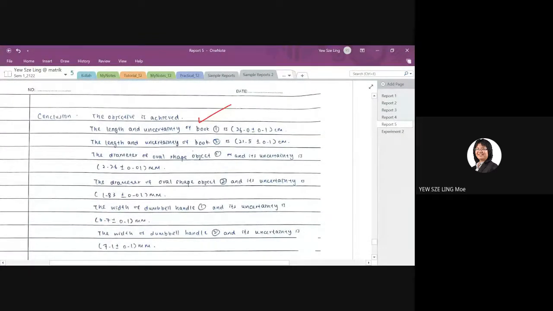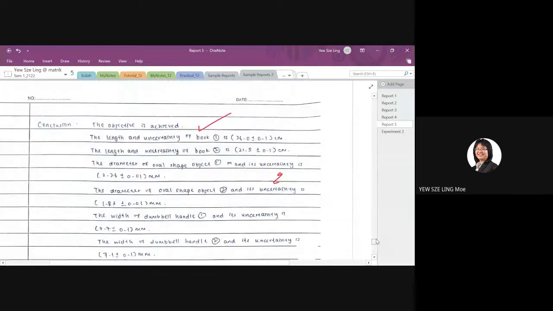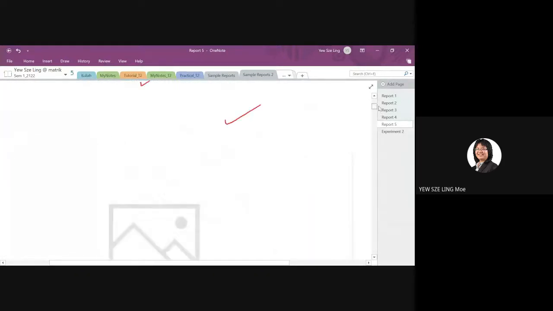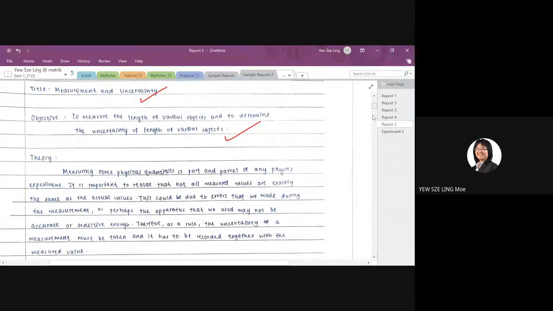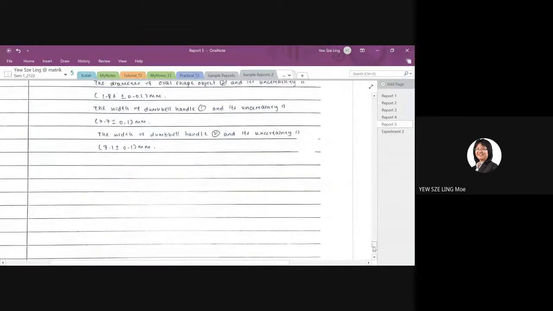Okay, and then you got all this thing and the uncertainty. Wait, the diameter and its uncertainty. Uncertainty should be in the percentage form. Right, should be in the percentage form. Wait, questions ask you to measure uncertainty or percentage of uncertainty. It determines uncertainty only. Okay, then that is correct. Right, that is correct.